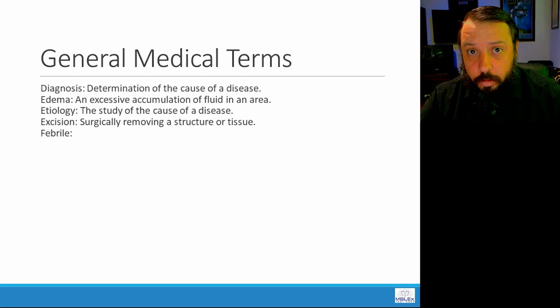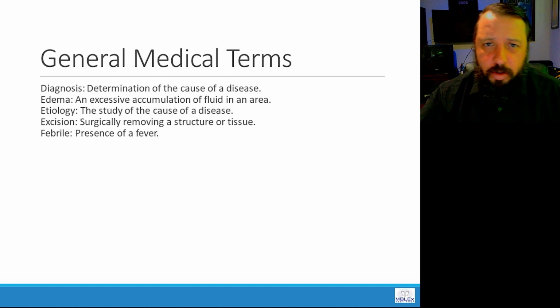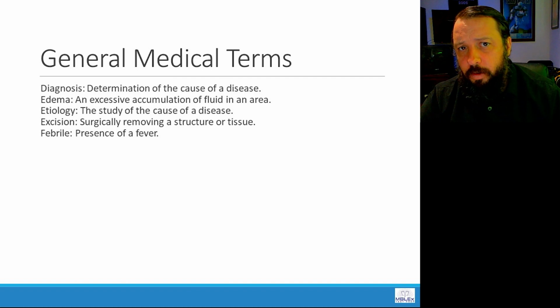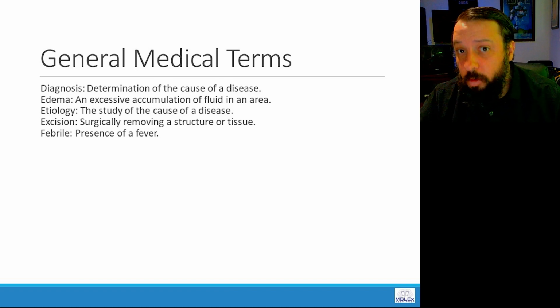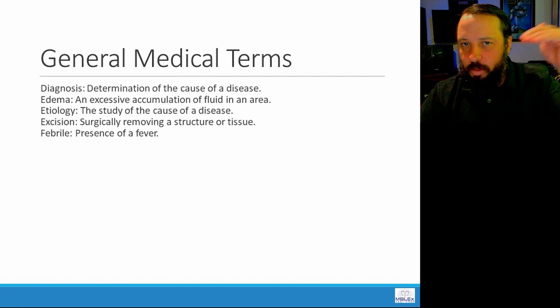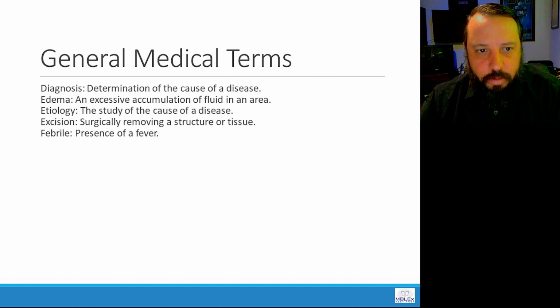Febrile. If somebody is febrile, it means they are experiencing a fever. It's the presence of a fever in a person. So if you see that, you know that a person is experiencing some sort of fever, and fever is indicative of some sort of infection in the body. There's something going on in the body, usually a viral infection, because the body is trying to destroy the virus by increasing the body temperature. So febrile means presence of a fever.